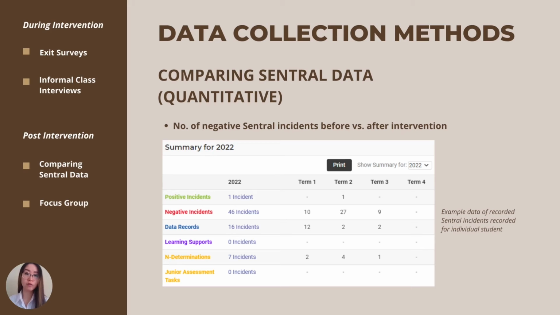Data regarding the number of misbehaviour-related central incidents for every student in the class will be gathered on the final day of the intervention. This data will be compared with the data extracted at the beginning of the intervention to determine if there has been a reduction in the number of negative central incidents in Term 3 compared to Term 2.